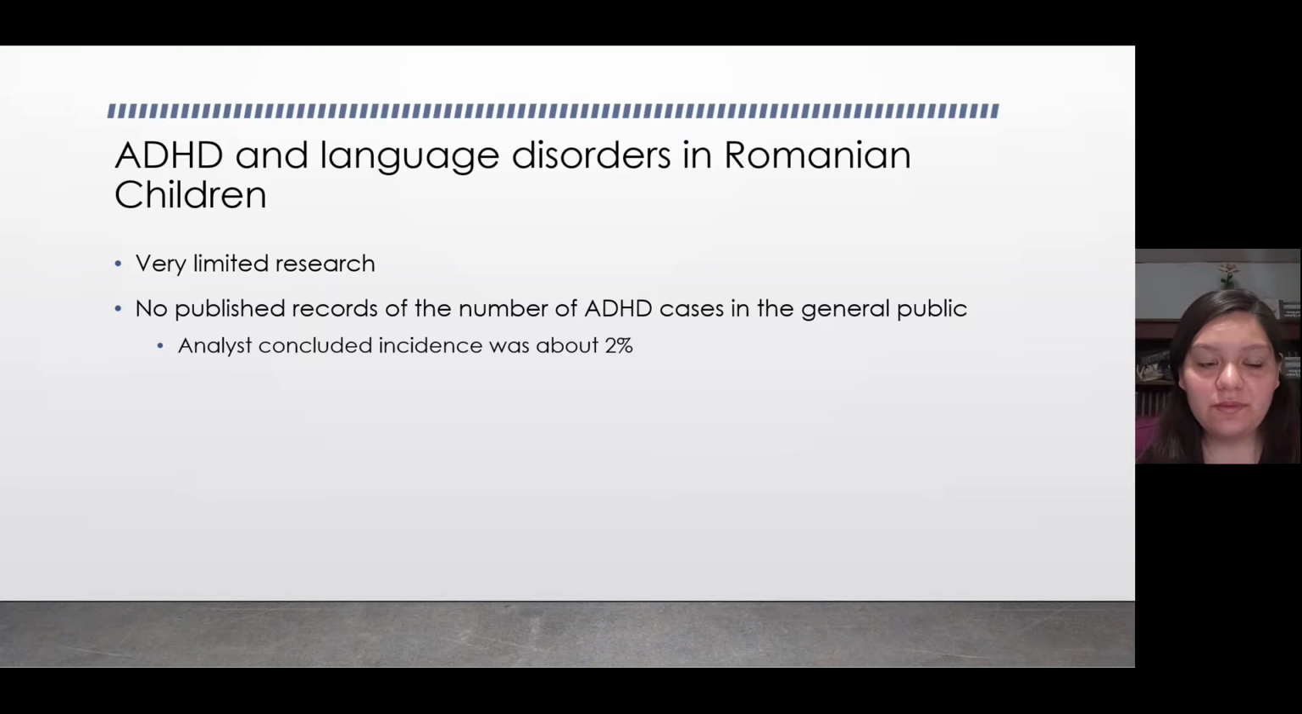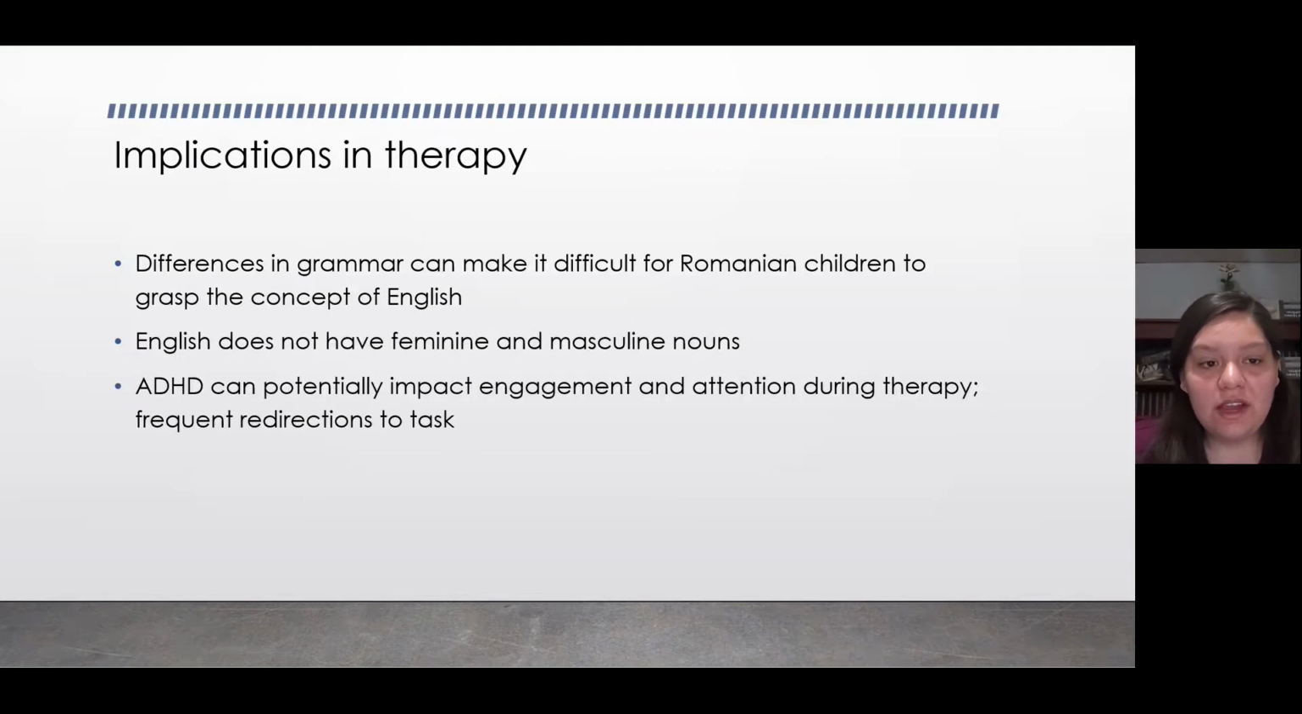So a lot of what I'm going to say for the implications in therapy and my evidence-based practice is just going on what I have read about it, my personal experiences, and my clinical judgment. So, implications in therapy: there are differences in grammar that can make it difficult for Romanian children to grasp the concept of English, specifically with plurals. English doesn't have feminine or masculine, we would just add the S, but it could be a difficult concept. And for ADHD and language, personally for me, in therapy, it would just require frequent redirections to the tasks that we were working on.